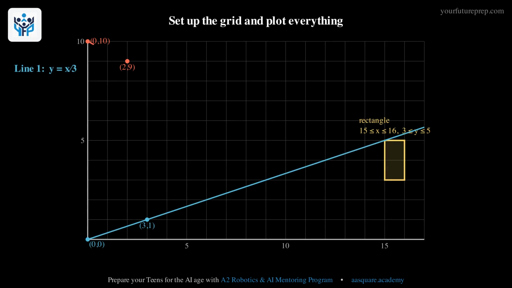First, find the equations of the lines. Line 1 has slope 1/3, since it rises 1 for every 3 across. So its equation is y equals x over 3. Line 2 has slope -1/2, since it drops 1 for every 2 across from (0, 10). So y equals 10 minus x over 2.